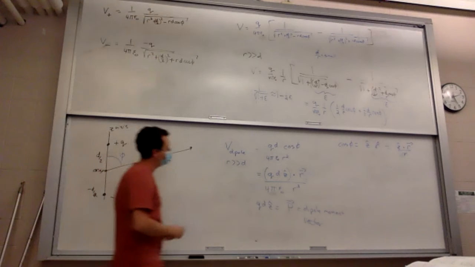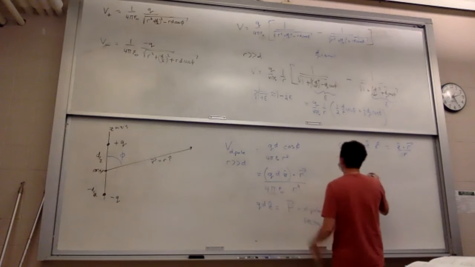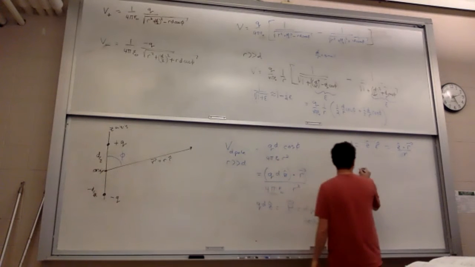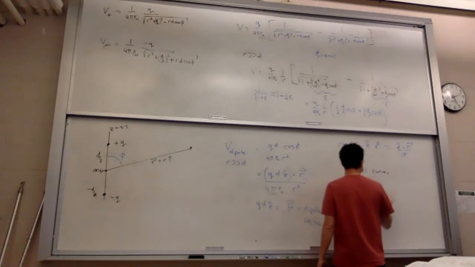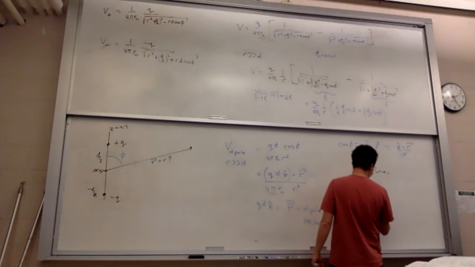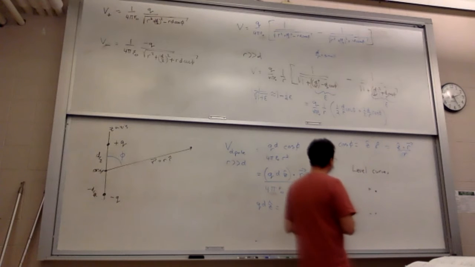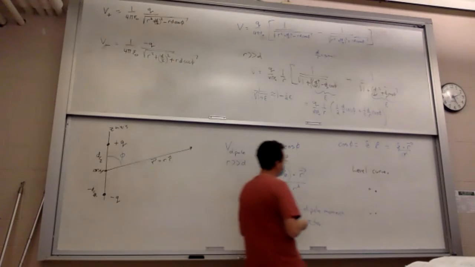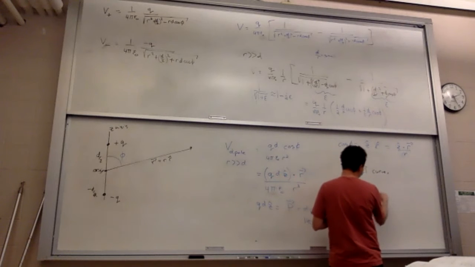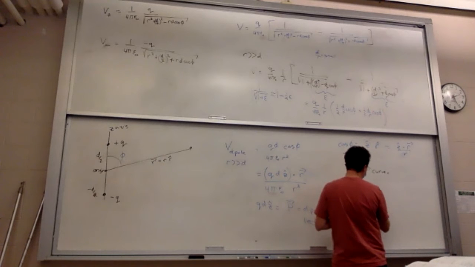Here's the thing. If you were to graph this and look at level curves, you would have your positive charge and your negative charge. If you were to plot level curves of this, what it actually looks like is the following. When you get really close to a point charge, you get these more or less circles. But when you get away from it, they become more oval, kind of oblong shapes.